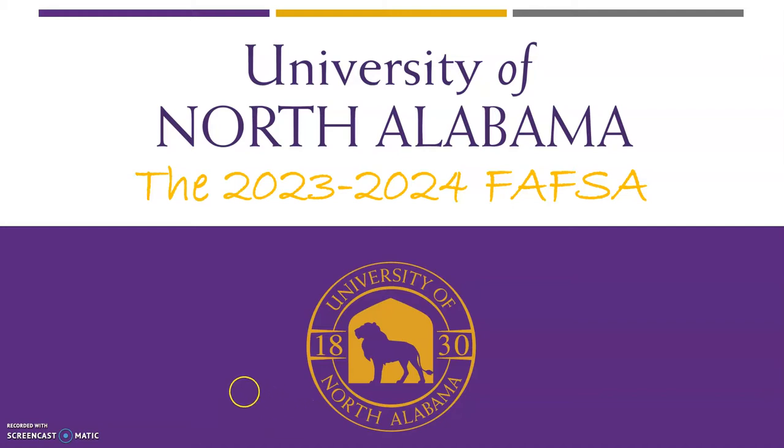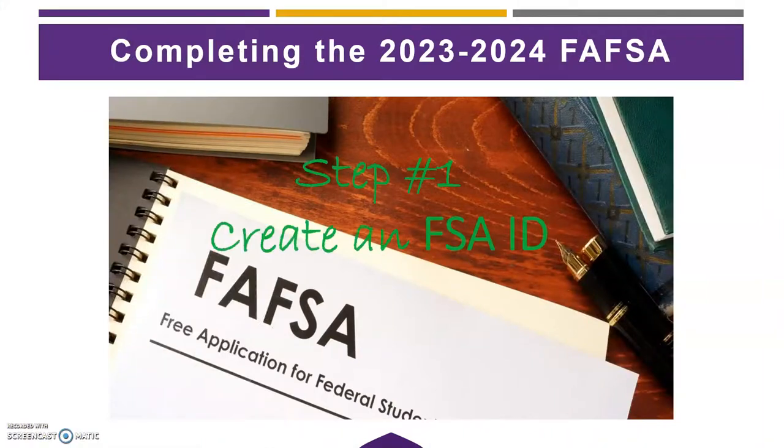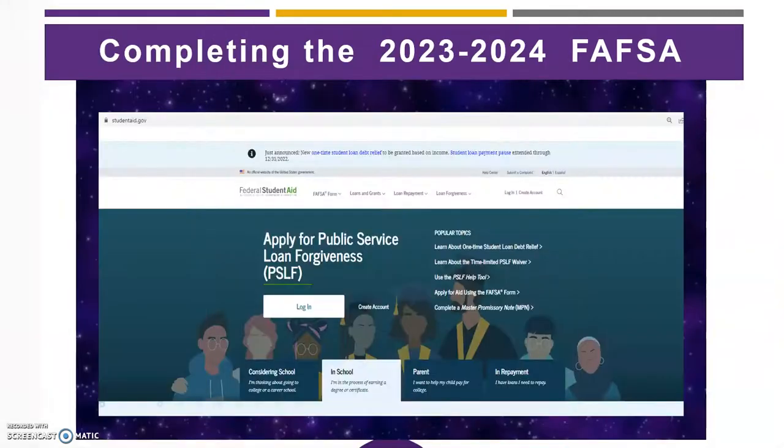Today we're going to look at how to file the 23-24 FAFSA. So let's get started. The first thing you'll need to do is to create a Federal Student Aid ID, also known as an FSA ID, for the student and the parent.